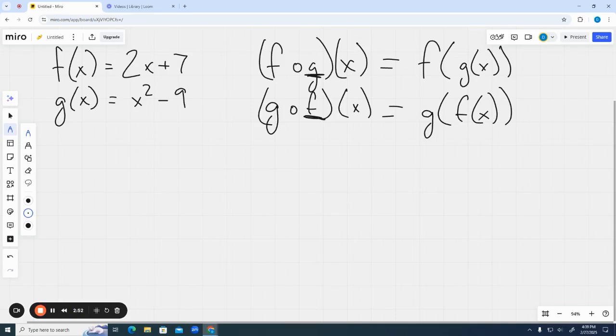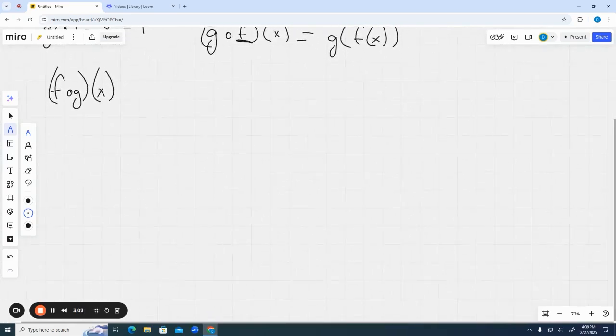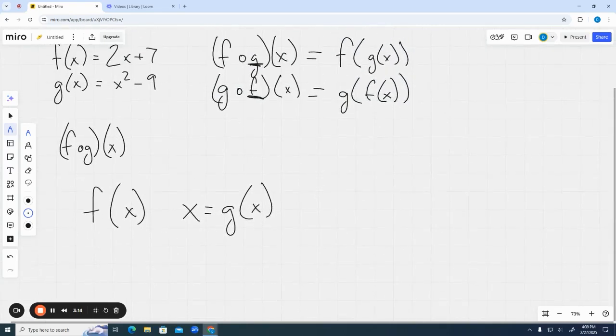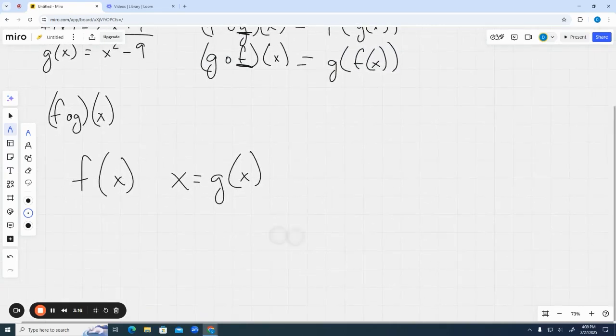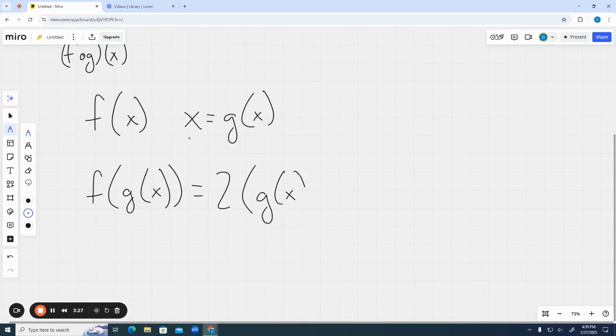So what we can do is, if I were to try and find f of g of x, then I would say, okay, we are going to take f of x and say that x is equal to g of x. And then we plug it in, right? So if f of x is 2x plus 7, then f of g of x is 2 times g of x plus 7.